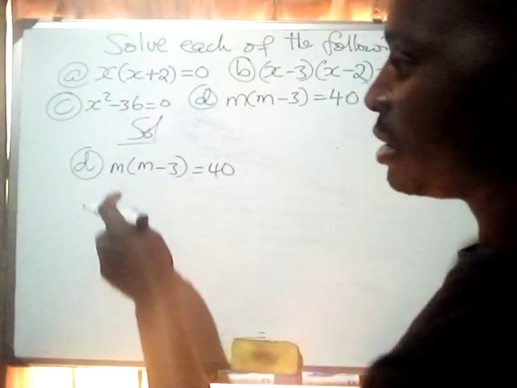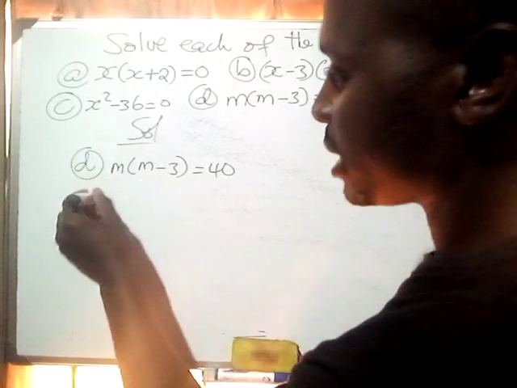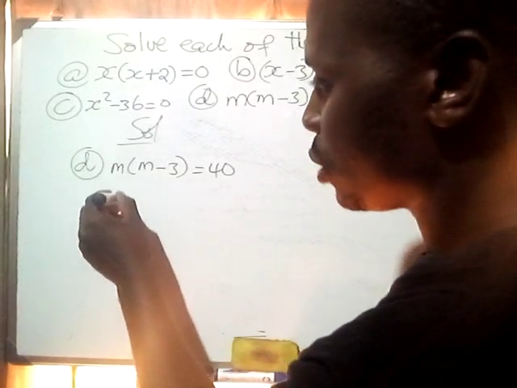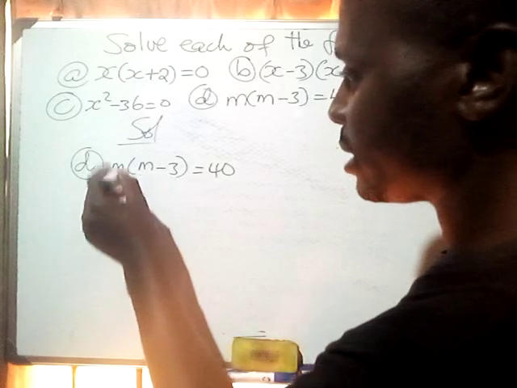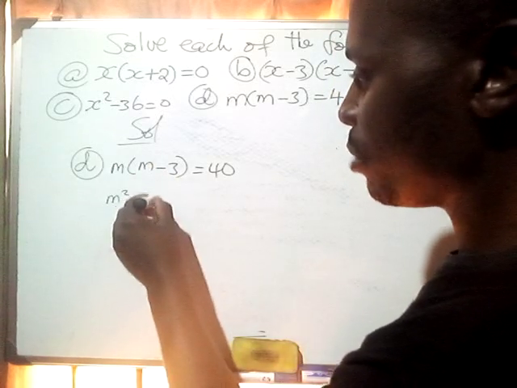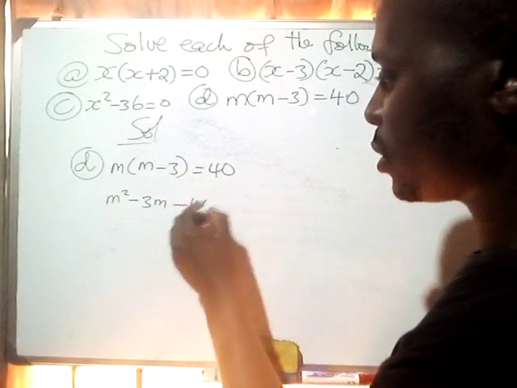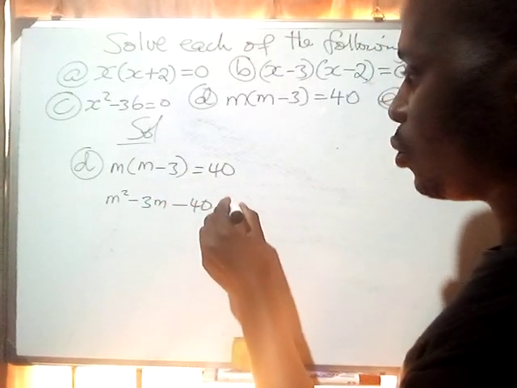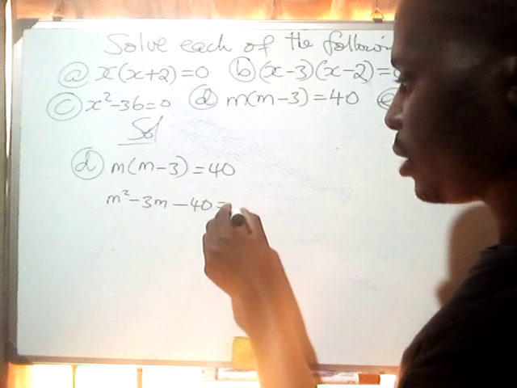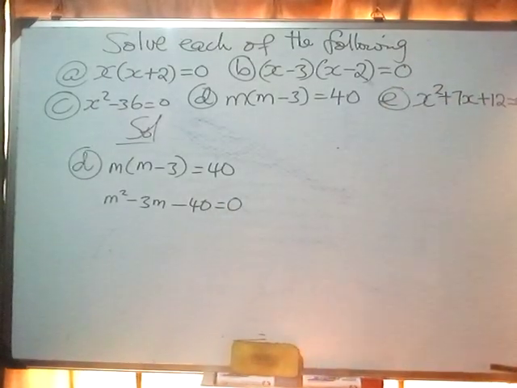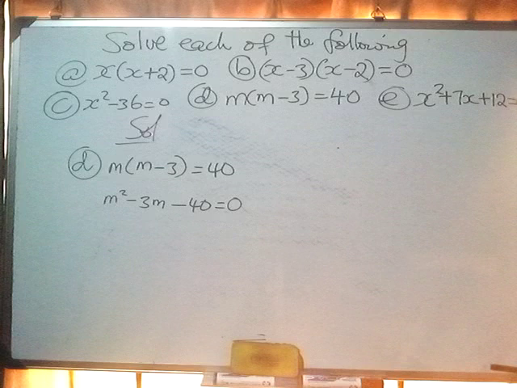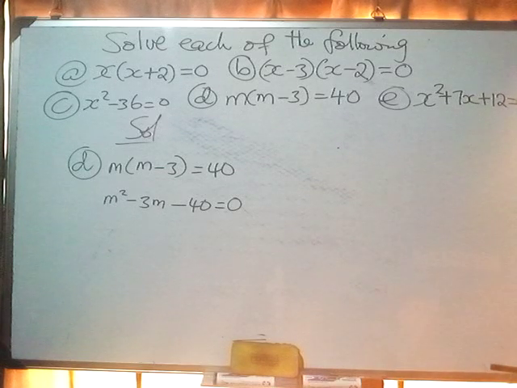What am I trying to say? I'm saying we expand this one by saying m times m, it will be m squared, then minus m times 3, it will be 3m. Then this one will go to this side, it will be minus 40, then is equal to 0, because there's nothing which has remained on the other side. When we reach this point now we can factorize.